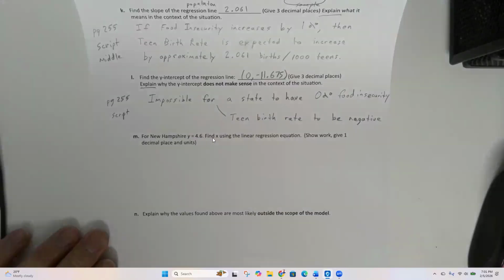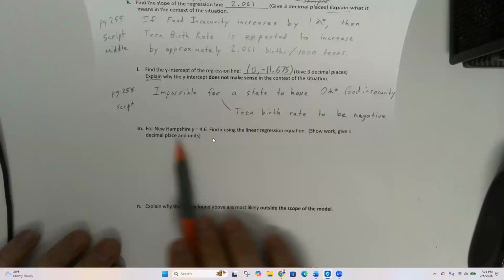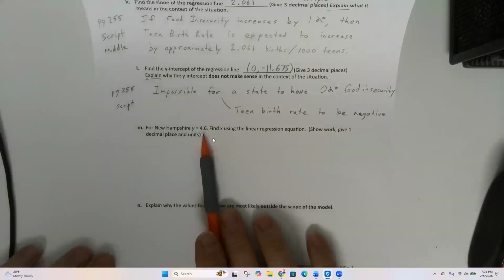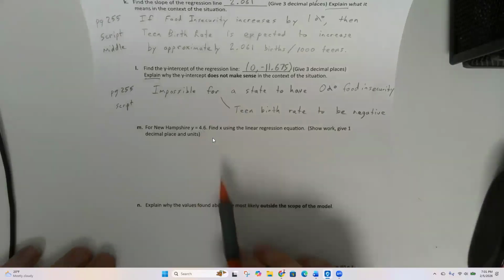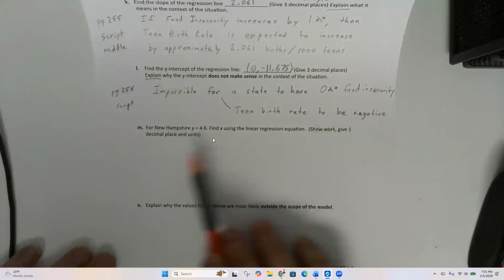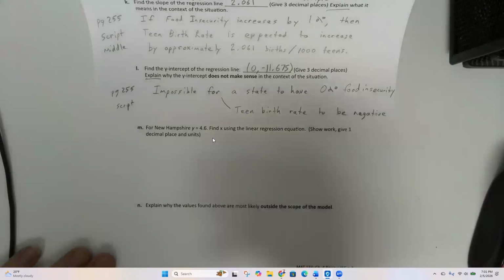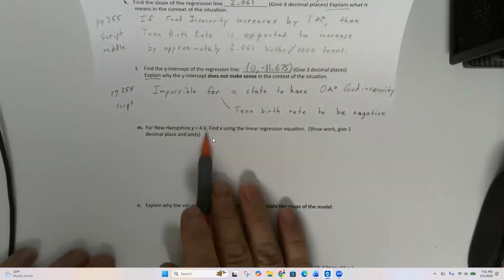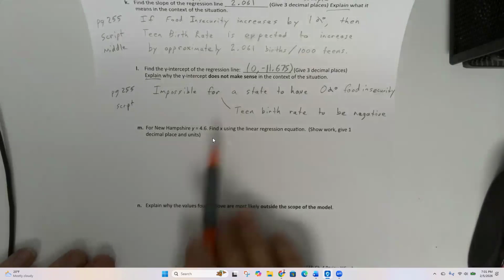Okay. For New Hampshire, y equals 4.6. Find x using the linear regression equation. Show your work, give one decimal place, and units. Okay, so New Hampshire y is 4.6. So we want to find x.